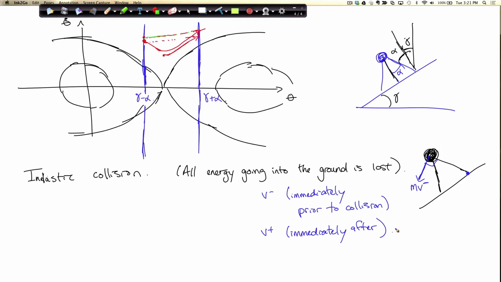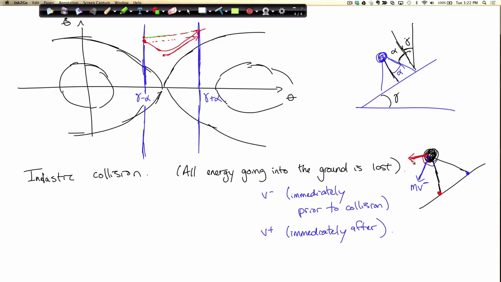Okay. Immediately after the collision, my foot is going to be rotating around this point. Because I'm a rigid body attached to the pin joint here, my velocity is now tangent to this, right? But I don't gain any energy. The only thing I've done is lose energy by smashing into the ground.